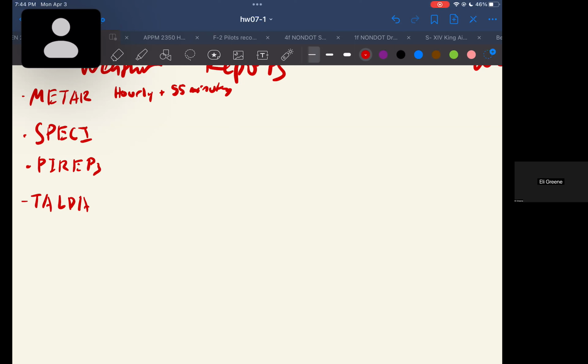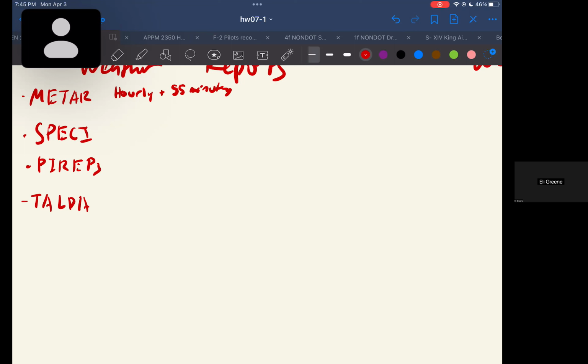It tells us what the winds are. So winds at Denver currently are 280 at 18 gusting 23. 280 means that they're coming from a 280 magnetic heading. All of the METARs are in magnetic heading. So it's coming from a 280 heading, so nearly west, and it's coming at 18 knots, gusting 23 knots.